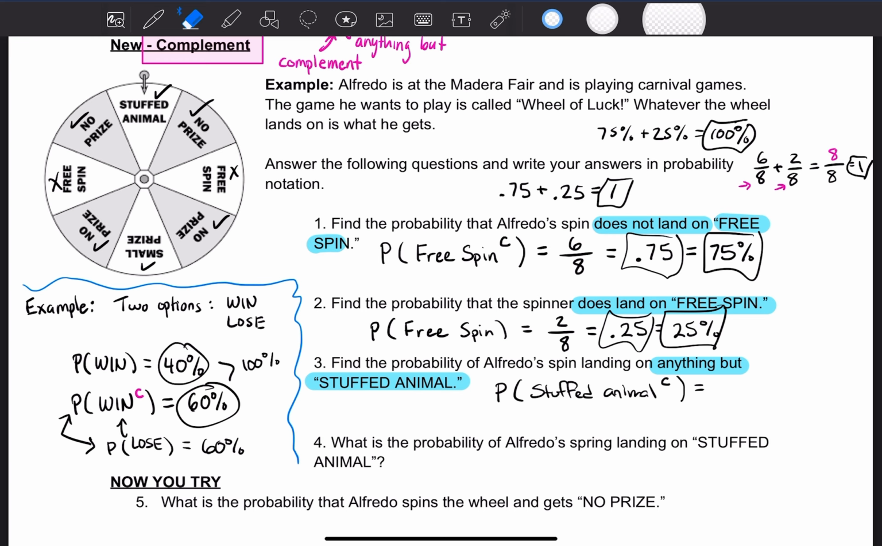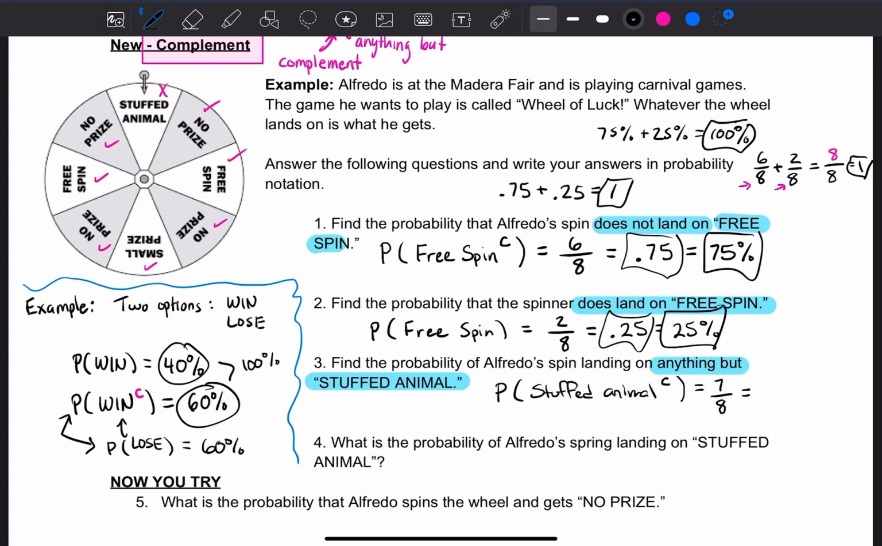Let's go ahead and go to our wheel. I want it to not land on stuffed animal. So let's see how many choices I get. This one doesn't work. That one works. That one works. That one works. That one works. All these work except that one that says stuffed animal. So the probability that when you spin the wheel, it will not land on stuffed animal will be 7 out of 8.